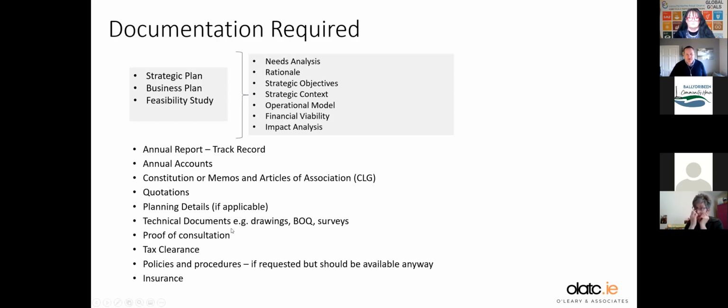Any technical documentation like drawings, plans, bill of quantities, pre-tender estimates from a quantity surveyor, any surveys are required. Again, they make it very clear in terms of what they need when you're applying. Proof of consultation normally will be your analysis or your business plan or a feasibility study. So you refer to that. Say if they ask you in the application form, how have you identified the need for this project? You put in a bit of a blurb on the application form, and then say please reference full details of our consultation process and our analysis in section 3 of our feasibility study attached, if it's a large scale project.